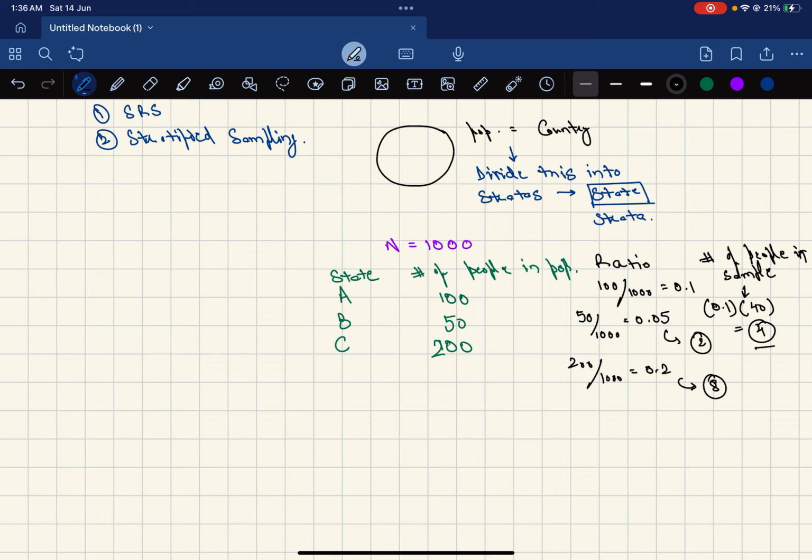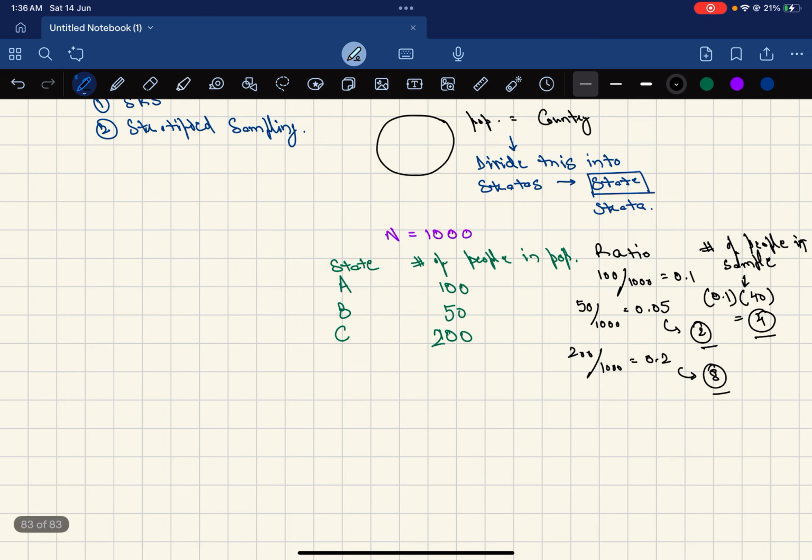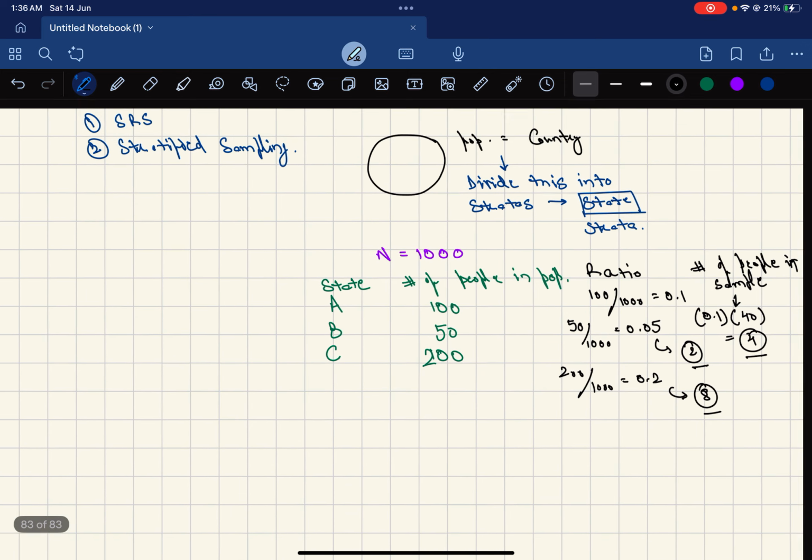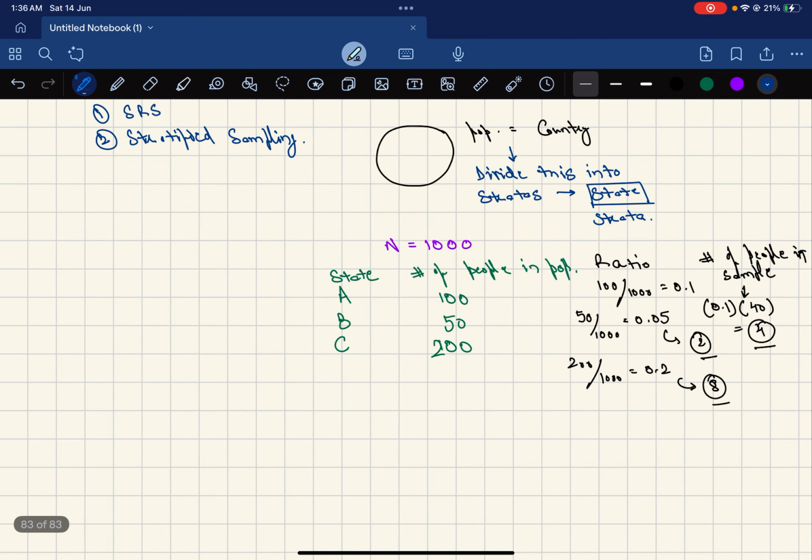So what this ensures is that the proportion of people from each state in the sample is the same as the proportion distribution of these people in the population as well. So this is how we do stratified sampling, and the main purpose of this is that it ensures that each group in the population has the same representation as they have in the population as well. So this is about stratified sampling.